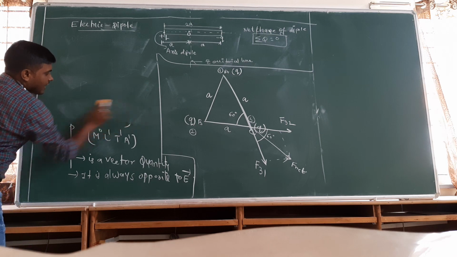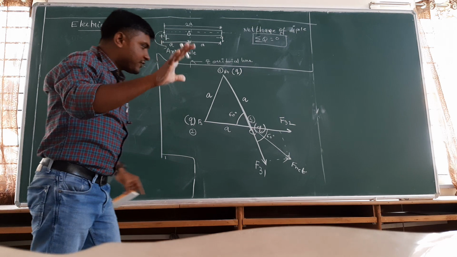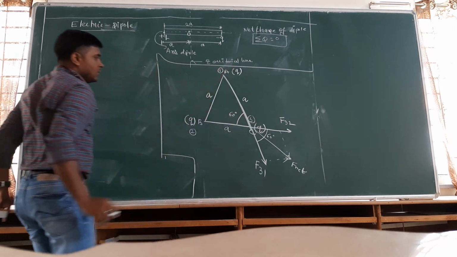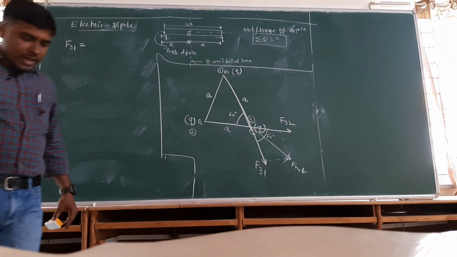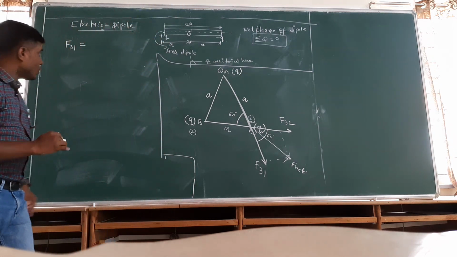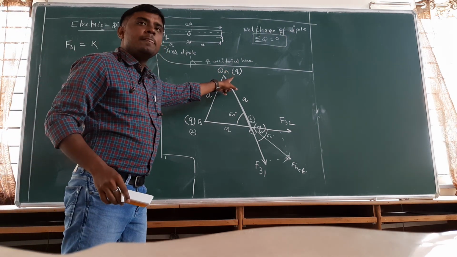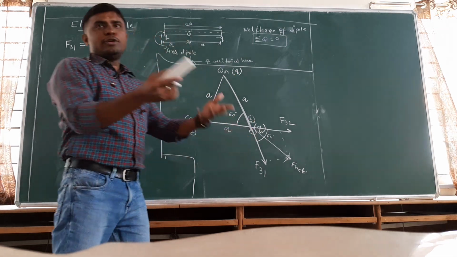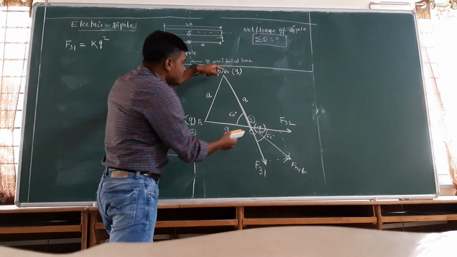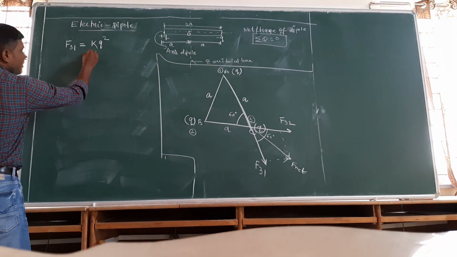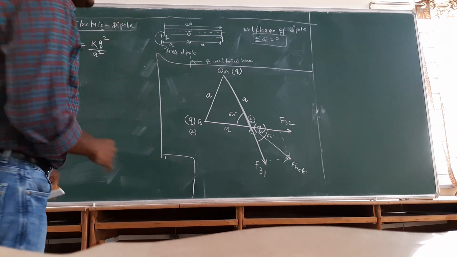So F31. What is F31? The force between 3 and 1. F31 is equal to, what is Coulomb's law? K Q1 Q2 by R square. So what can I write here? K Q1 Q2. What is Q1? Q. What is Q2? Q. So Q into Q will be Q square by R square. What is the distance between 1 and 3? A. So it will be K Q square by A square. This is F31.